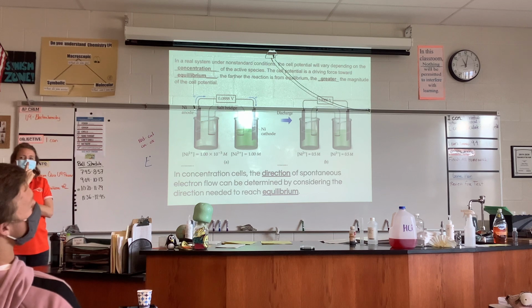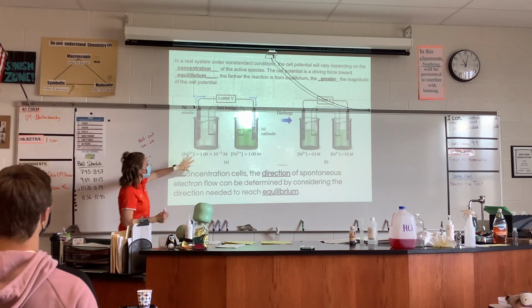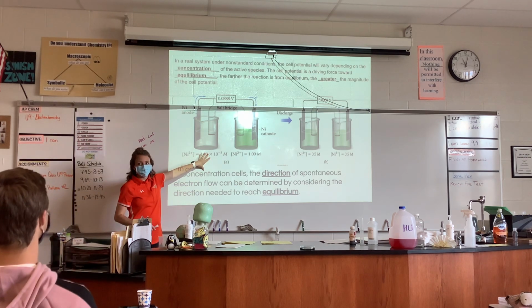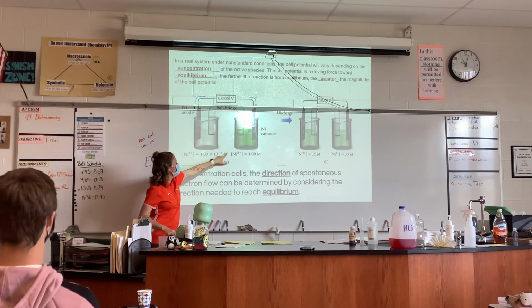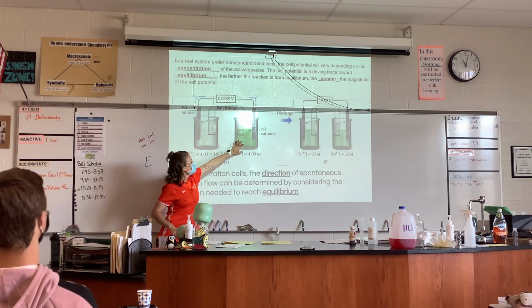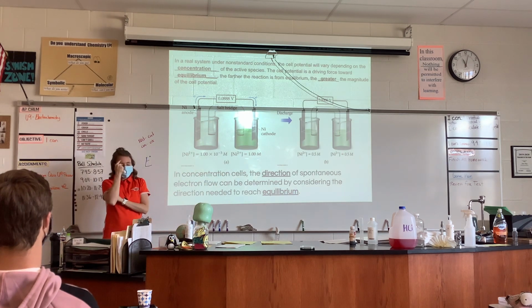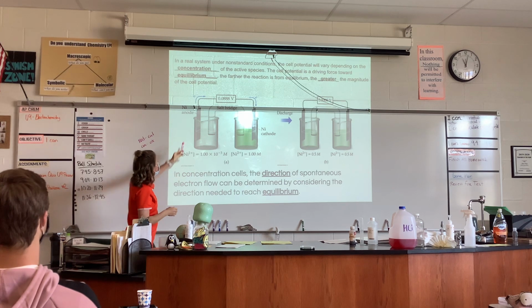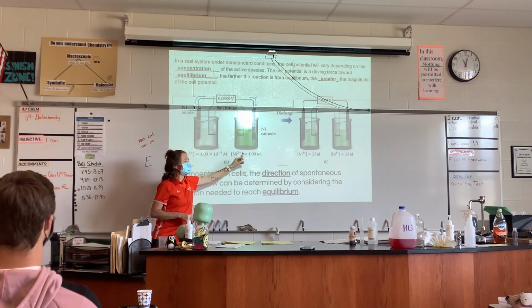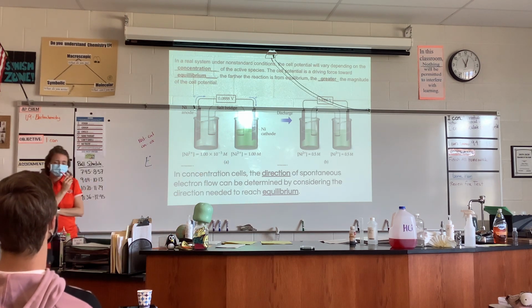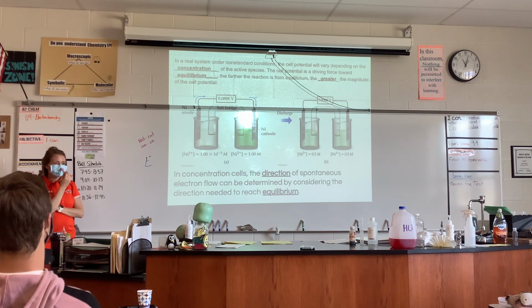Okay, so this is my setup for my concentration cell. This beaker has this molarity, this beaker has that molarity. Don't say it out loud, but I want you to see if you can answer the question: why are the electrons flowing from the low molarity to the high molarity? See if you can answer that question.